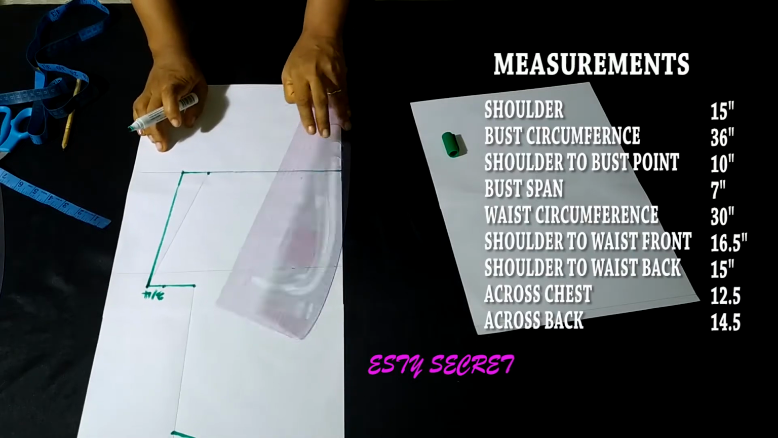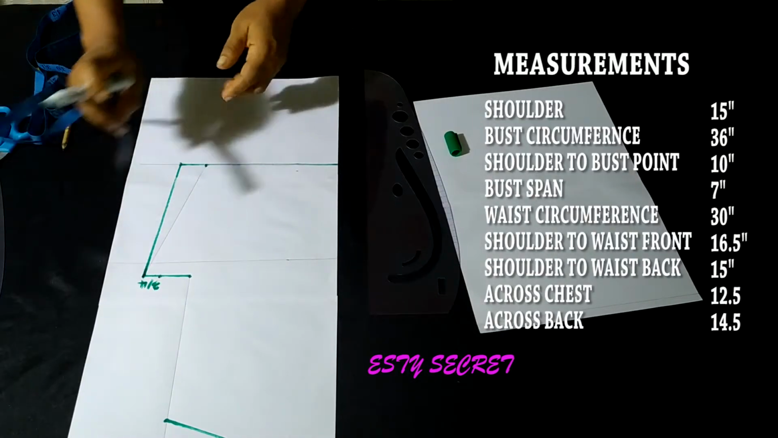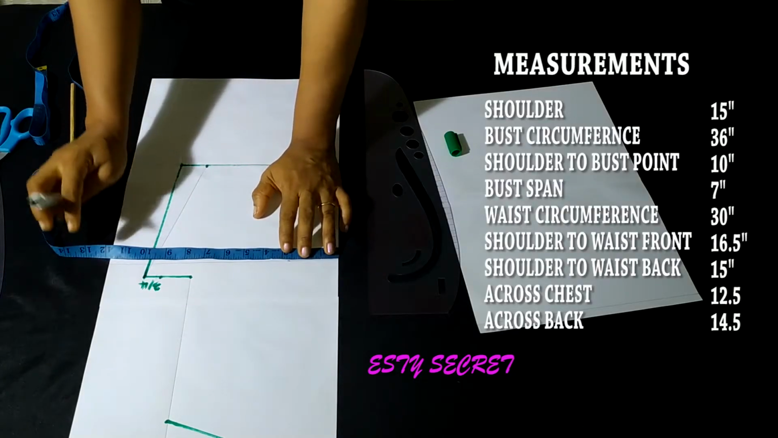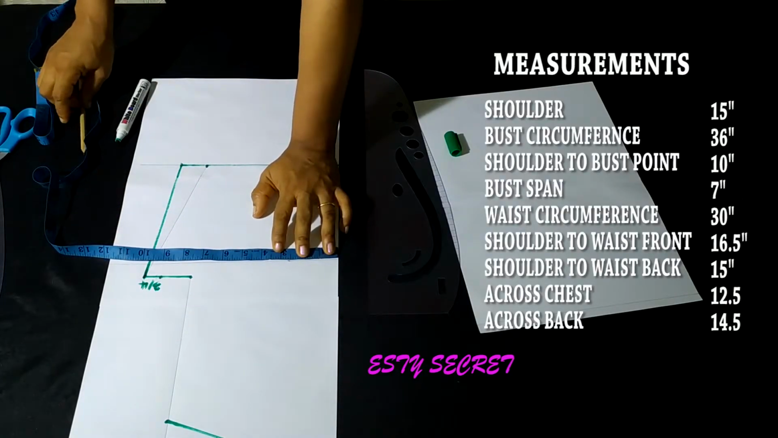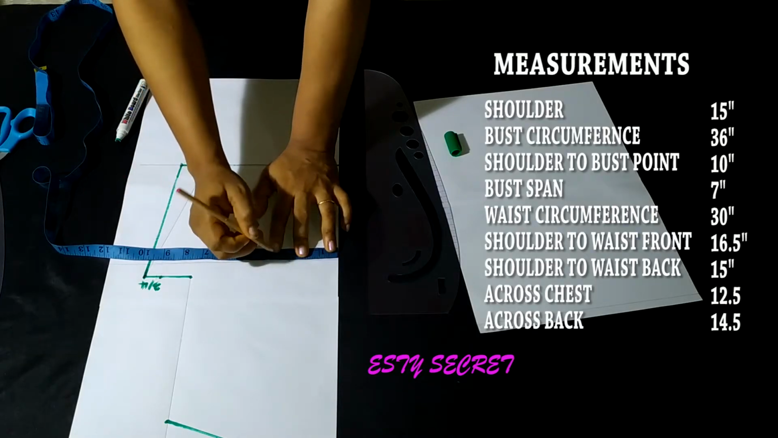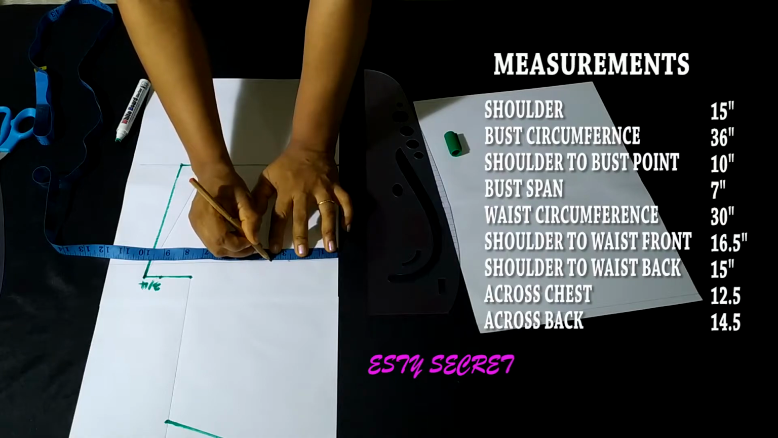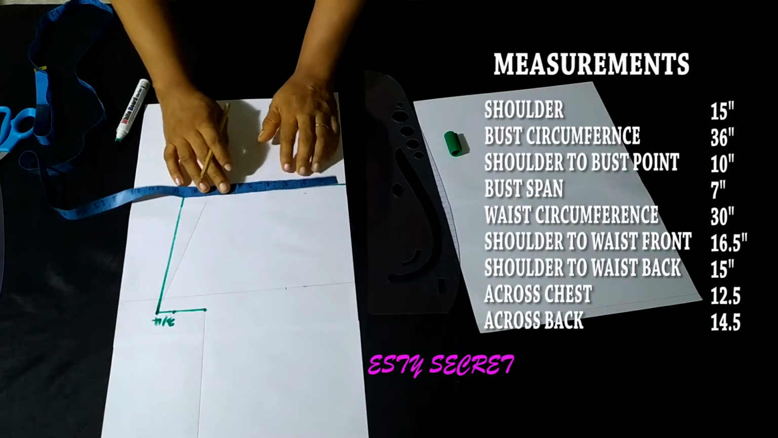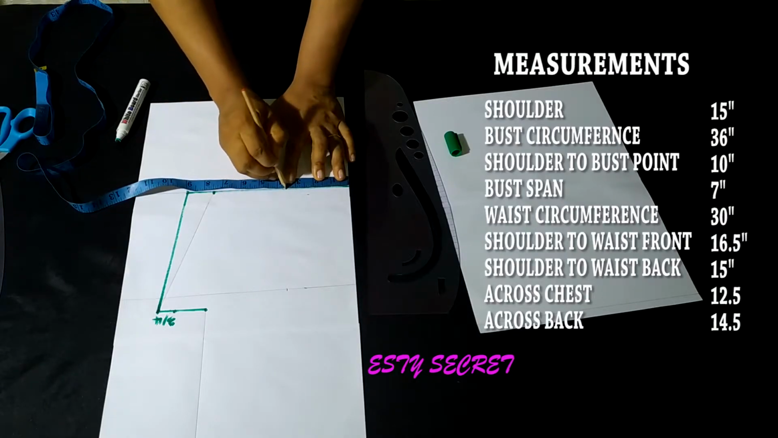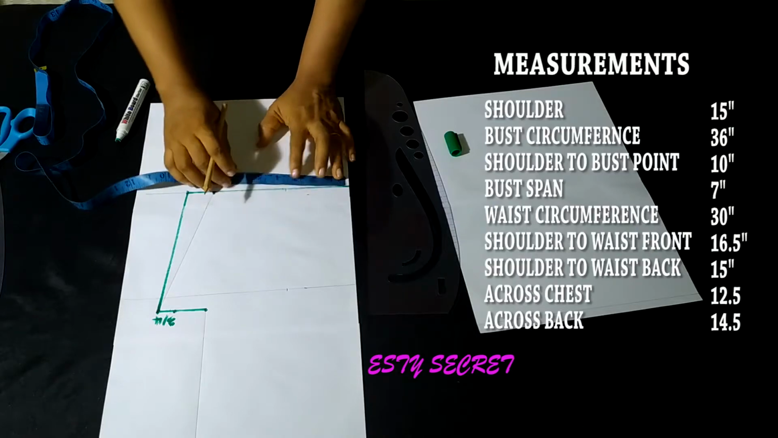This is the dart. So now to take away the dart, look for your bust span measurement. The bust span measurement is divided by 2. My bust span is 7 inches. 7 divided by 2 is 3.5. So I'll mark 3.5 here and come down to the waistline and mark 3.5 inches.